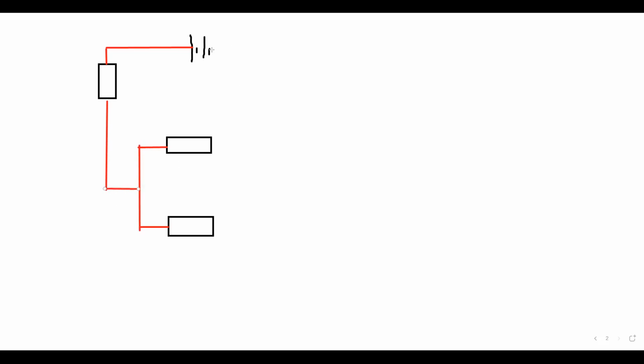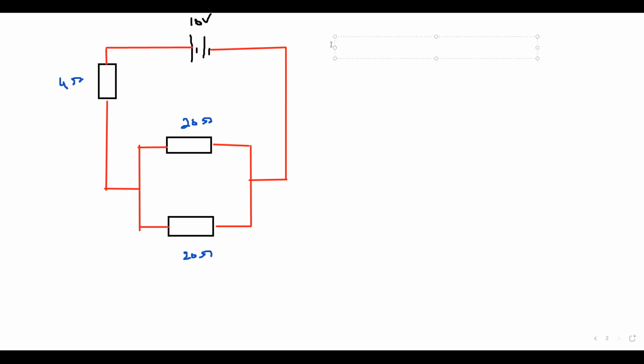So this is also an example of a circuit which has a combination of series and parallel. Two resistors are in parallel, and next to them is a series combination. Say this one is 4 ohm, this one is 20 ohms, and this one is also 20 ohm, and the supply is 10 volts. The question is: find the combined resistance, or total resistance, of the circuit.